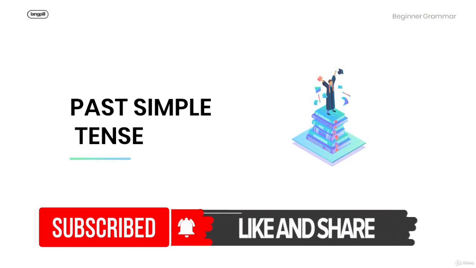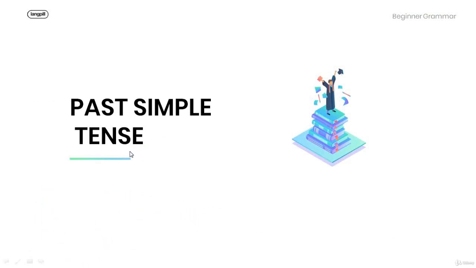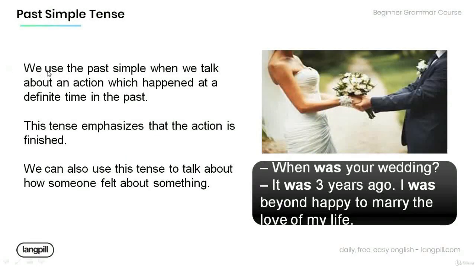Today we are going to talk about the past simple tense. Let's get started. We use the past simple when we talk about an action which happened at a definite time in the past. Now this tense emphasizes that the action is finished. Note that we can also use this tense to talk about how someone felt about something.